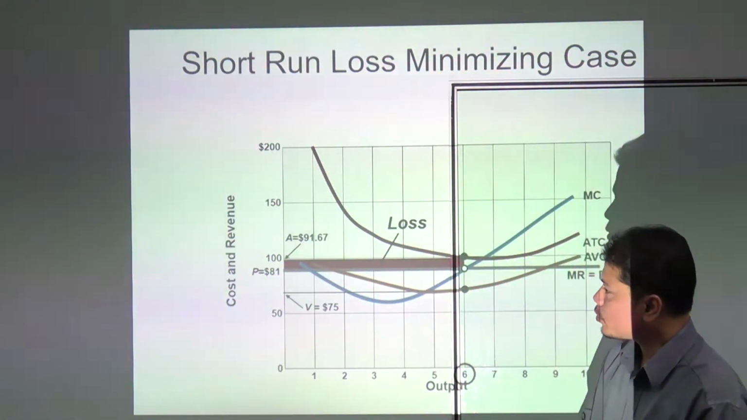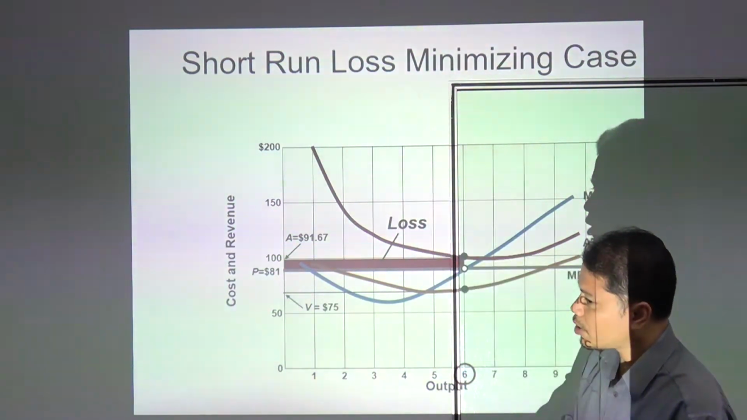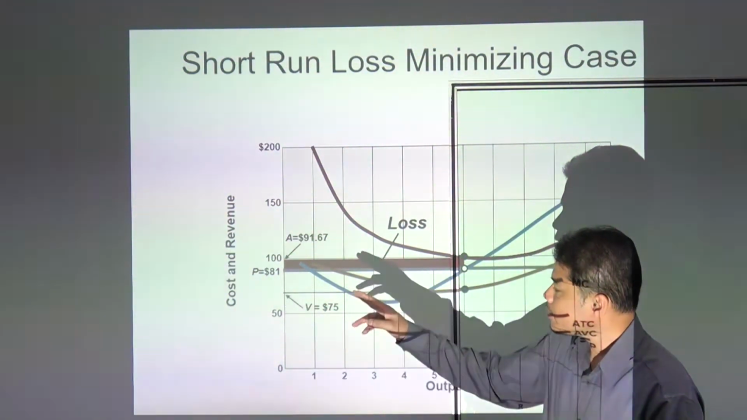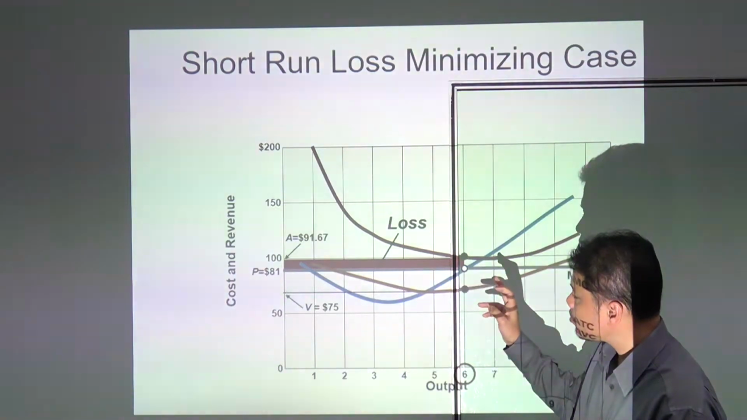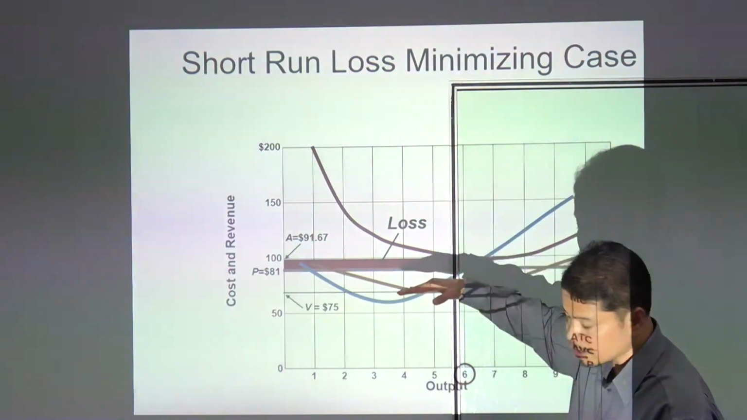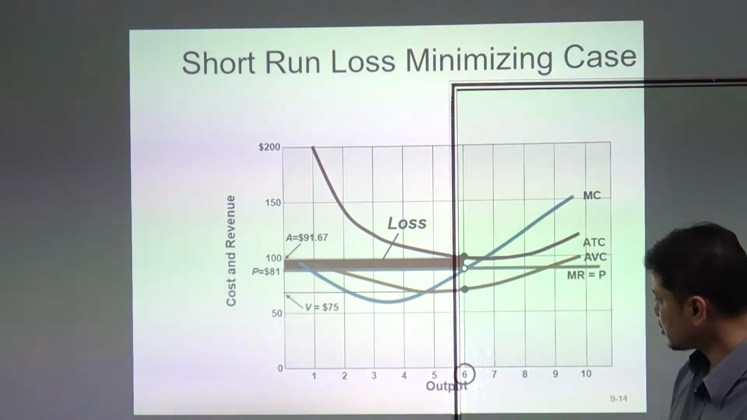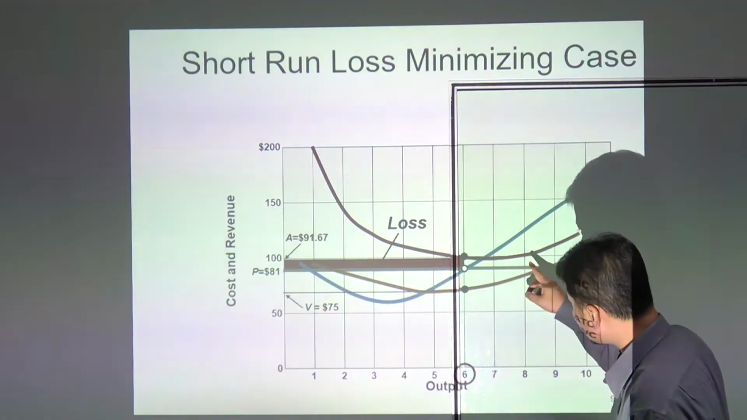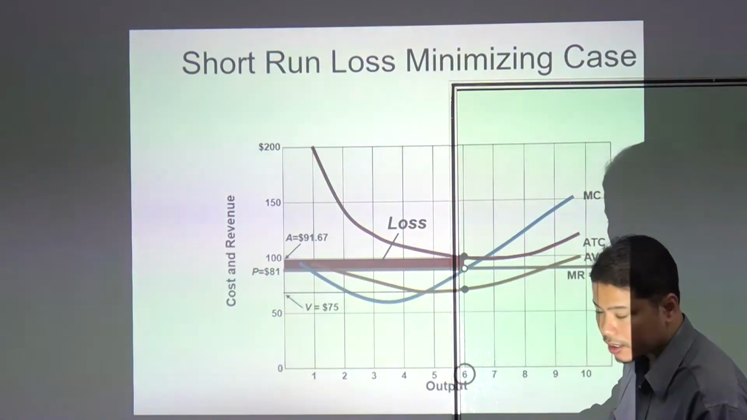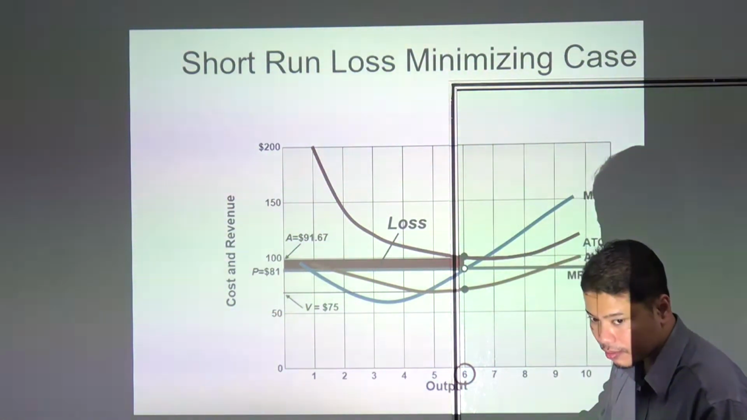Suppose that the price has gone down from 131 down to 81, and therefore the demand curve, the marginal revenue curve and the price for the firm have shifted downward. So let's start again. Step 1, identify where MR equal MC and locate the quantity. The quantity here at MR equal MC is 6.